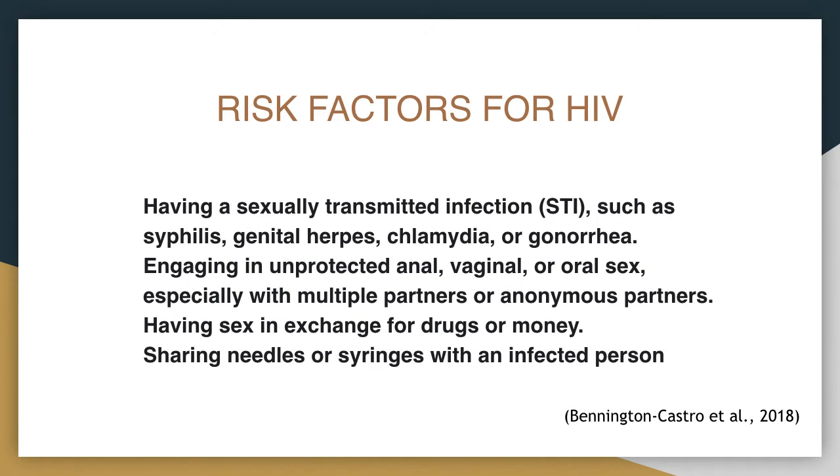Some risk factors for HIV include having a sexually transmitted infection, engaging in unprotected anal, vaginal, or oral sex, especially with multiple partners or anonymous partners, having sex in exchange for drugs or for money, and or sharing needles or syringes with an infected person. A history of sexually transmitted infections and their treatment is a risk factor because this is common for patients with HIV given shared routes of transmission and may be associated with greater morbidities.